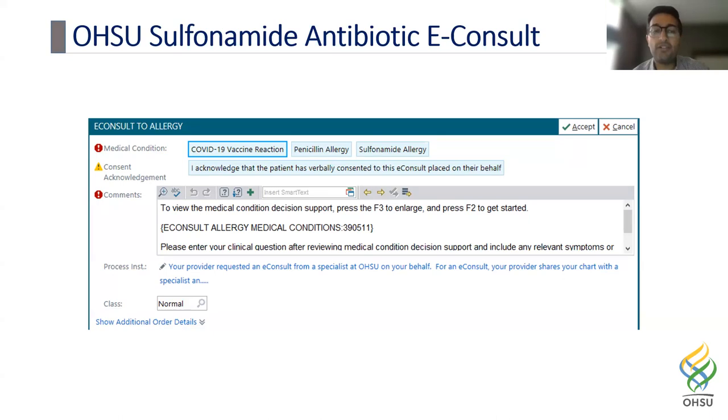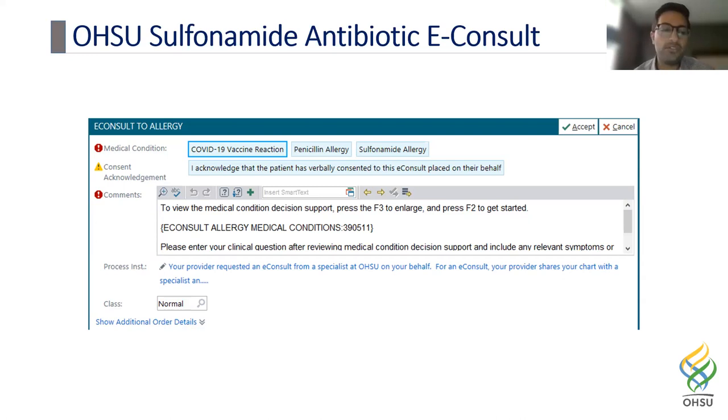We have COVID vaccine reactions, penicillin allergy, and sulfonamide antibiotic allergy. What they do is click sulfonamide allergy. There's a list of about 10 questions that we ask them, which I'll show you on the next slide, and they send that in. That gets transferred over to one of the allergists. So Dr.